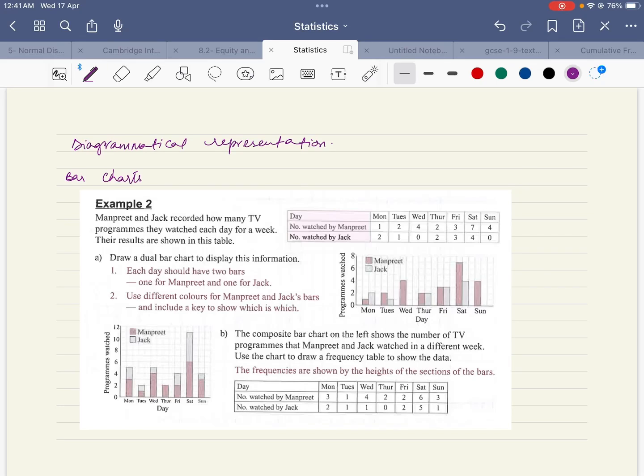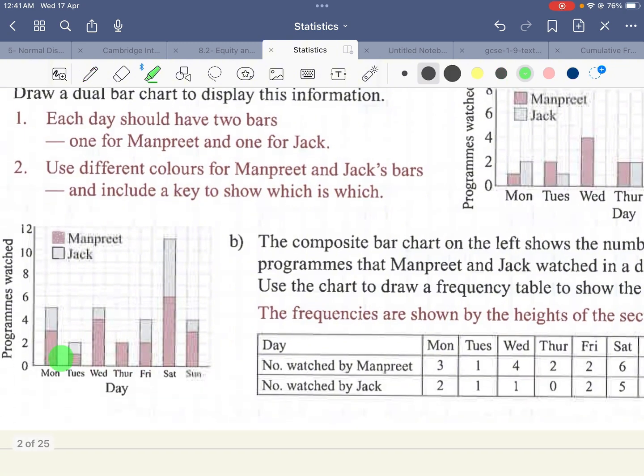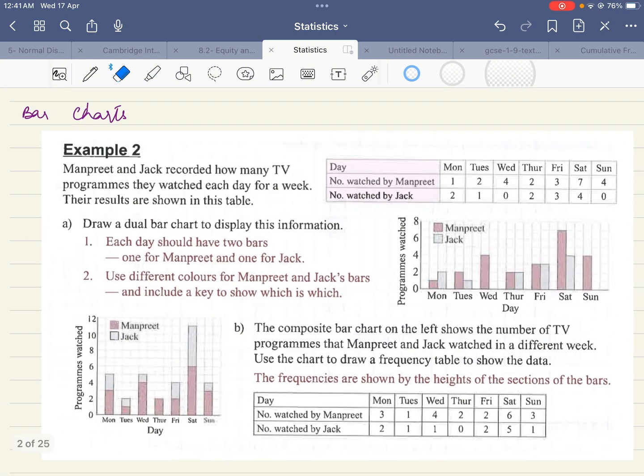Statistics. First, let's start from diagrammatical representation of data. First one is bar charts. In bar charts, we can see clearly that there is a gap between bars. The end points of the bars are not joined together. So, there is a gap in the bars. Now, how do we read the bar charts?